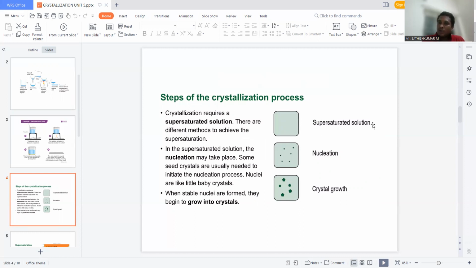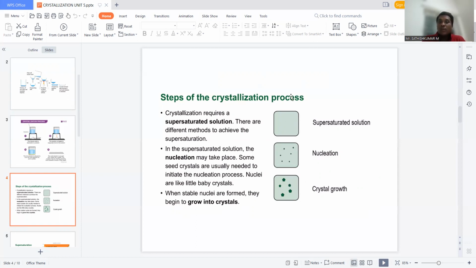Supersaturated solutions are placed under direct or indirect heat, and during the application of heat the nucleation will form. Nucleation means the adjoining of solid particles or atoms to create the nucleus. Slowly the nucleus will grow into big crystals. This is called crystal growth.